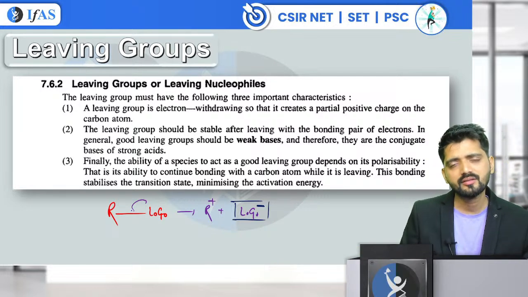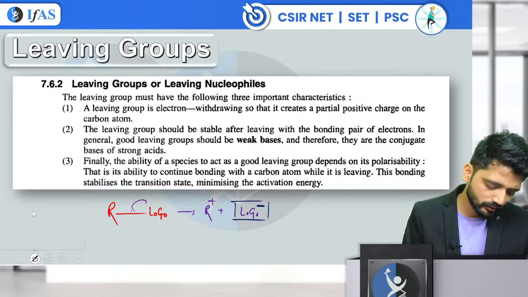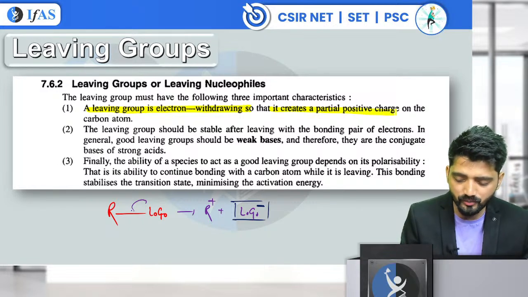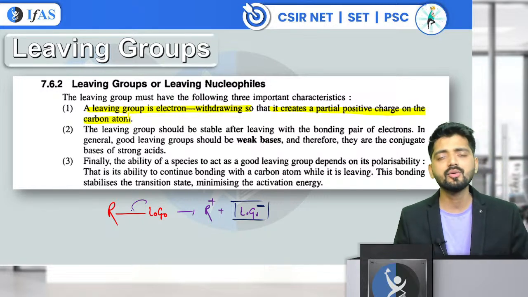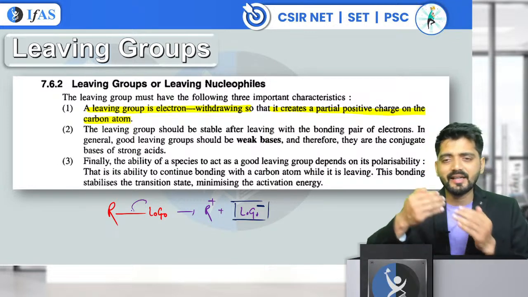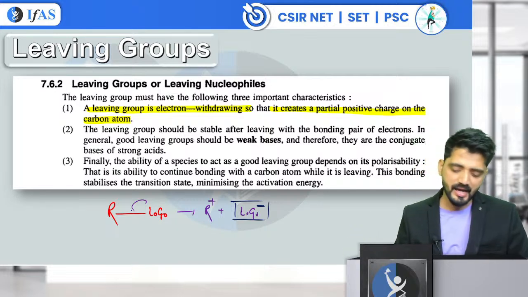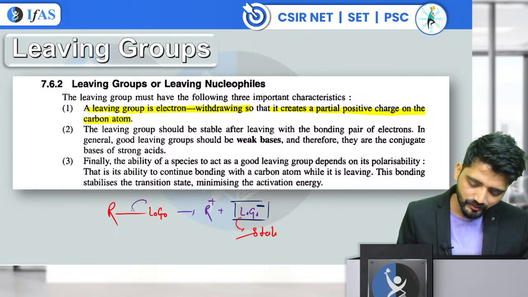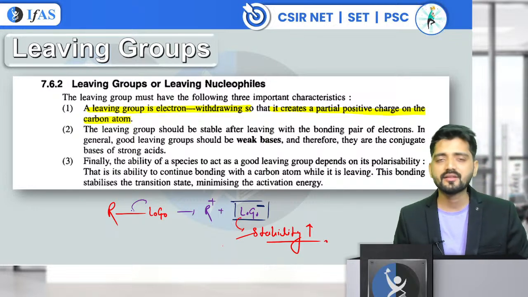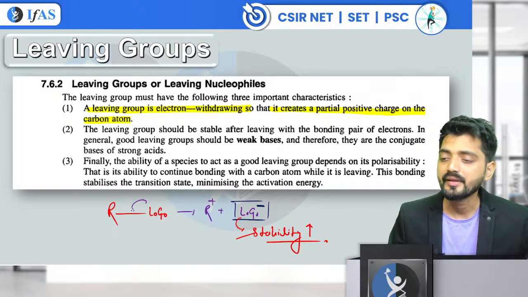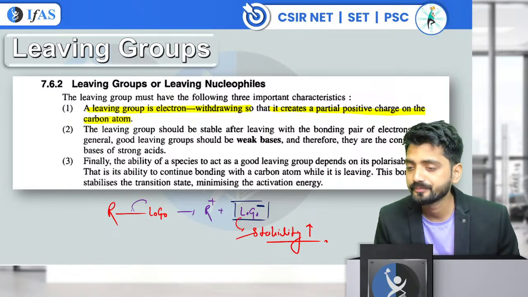To make some notes in your copy, you can write this point also: a leaving group is generally an electron withdrawing group, so it creates a partial positive charge on the carbon atom. This is what I explained to you. In most cases, the leaving group is a withdrawing group, which takes the negative charge over itself and gets eliminated. And if the stability of the anion is high, then we say that it is a very excellent leaving group also. Its leaving group tendency is very much higher. Got it?